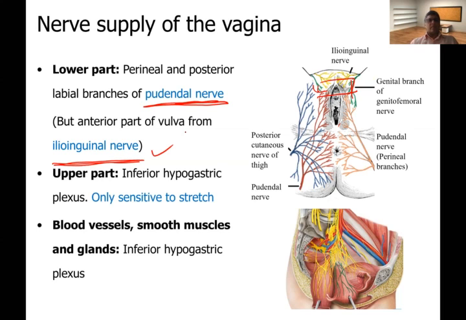Then the upper part of the vagina, as I said, is supplied through the inferior hypogastric plexus. I told you about this plexus, and it is only sensitive to stretch. The upper part is not pain sensitive, it only has visceral sensations. And blood vessels, smooth muscles, and glands are also supplied by the inferior hypogastric plexus.